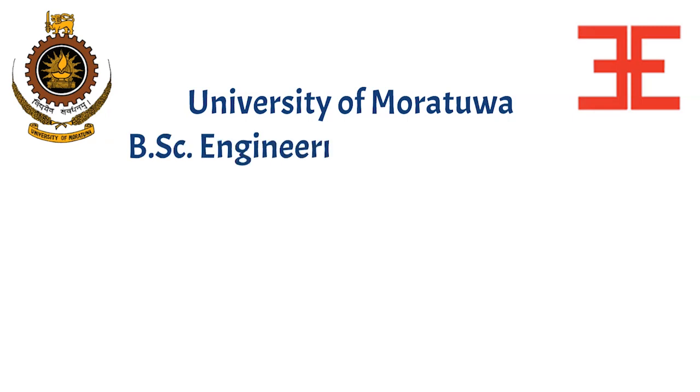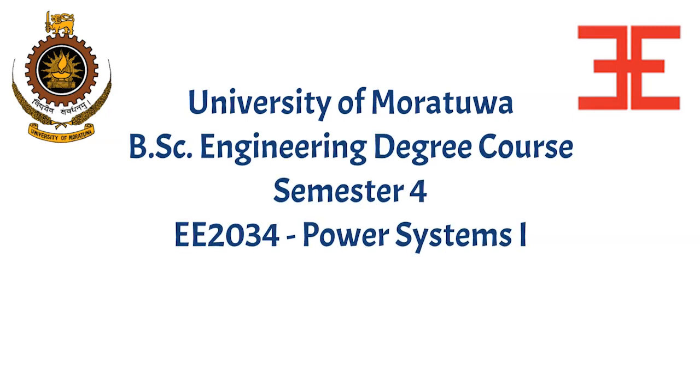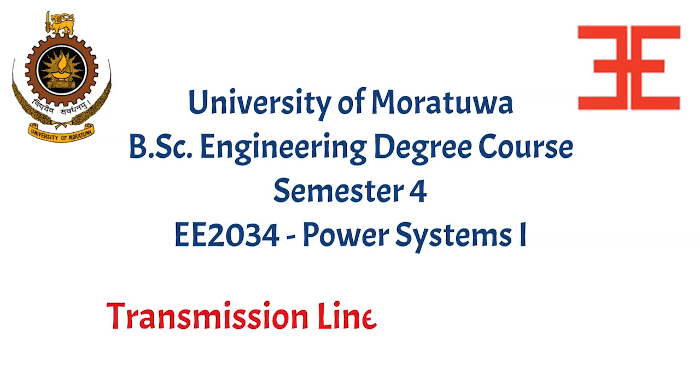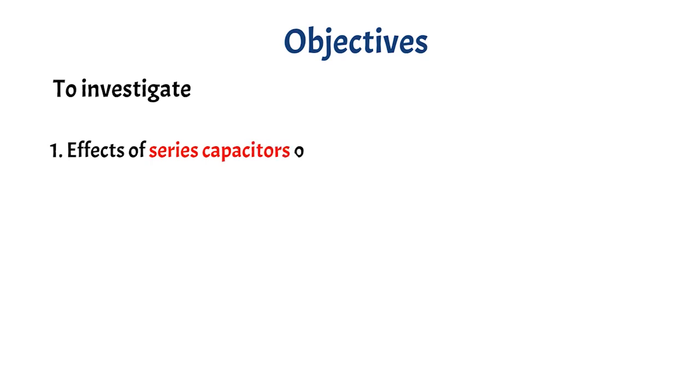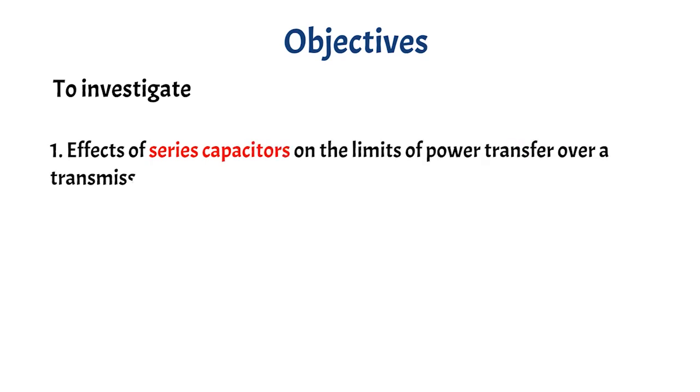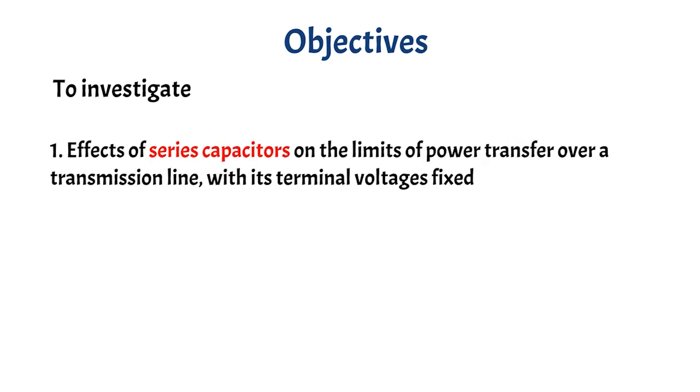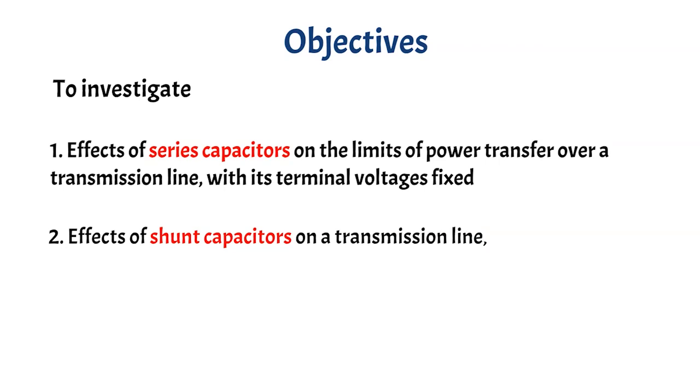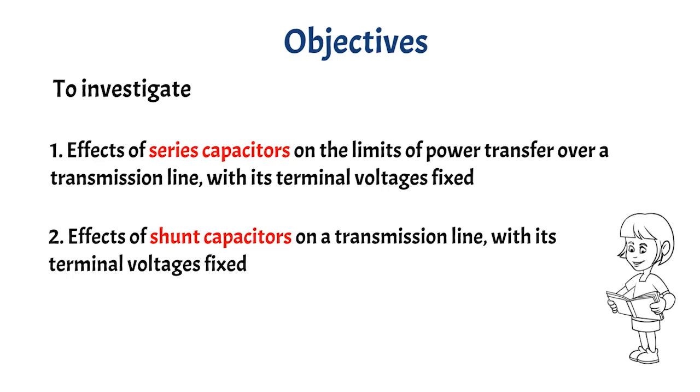Hello everyone. Welcome to the practical on transmission line compensation in the Power Systems 1 module of semester 4. The objectives of this practical are to investigate number 1, the effects of series capacitors on the limits of power transfer over a transmission line, and number 2, the effects of shunt capacitors on a transmission line, where the terminal voltages are fixed in both the cases.